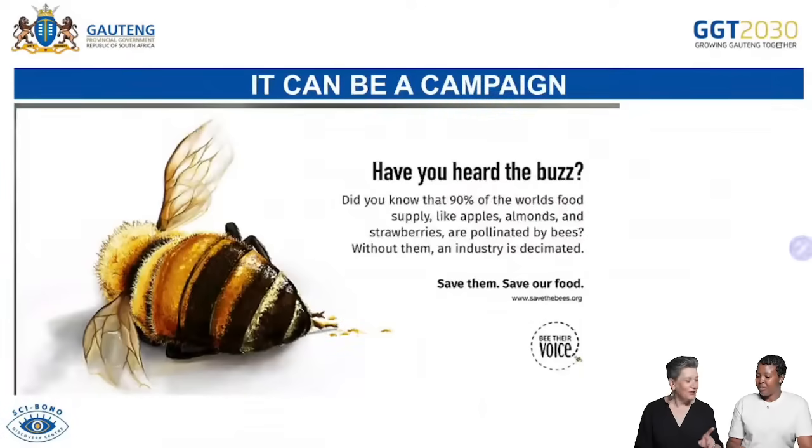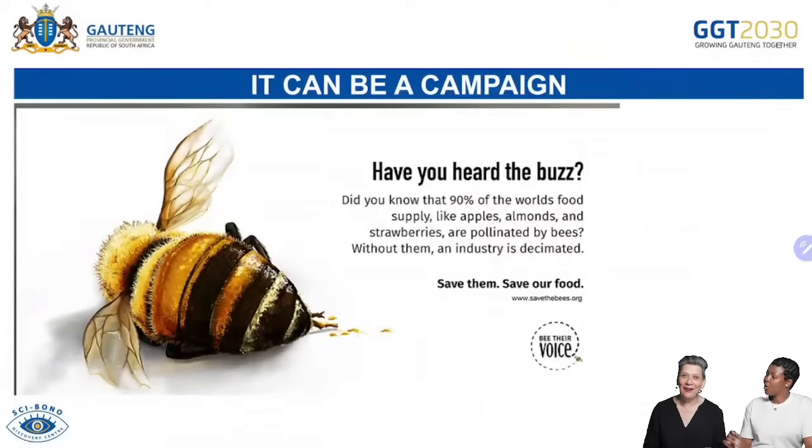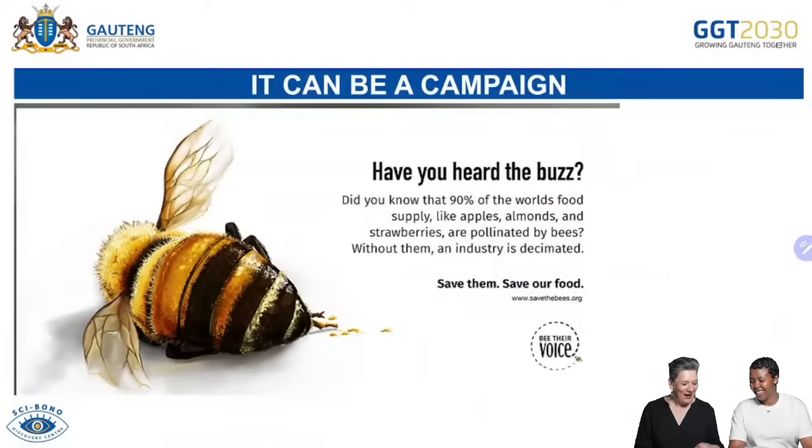But before you do, I want to show you something. We talked about this before we came back. It's really interesting that they've used this picture. At some stage, we'll come back to why this picture has been used. But I want to focus on one sentence quickly. It says, "Did you know 90% of the world's food supply, like apples, almonds, strawberries, are pollinated by bees? Without them, an industry is decimated, not killed, decimated." And I just want you to hold on to that thought. We'll come back to it later.